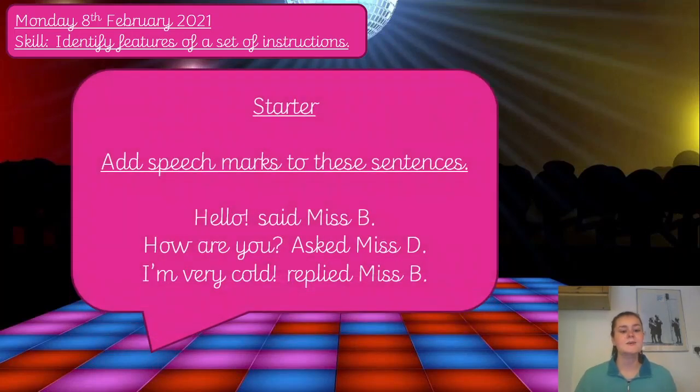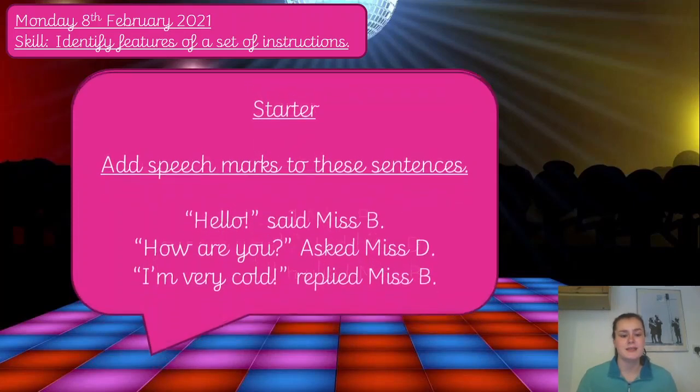Okay, your starter for today then, I would like you to add speech marks to these sentences. So we've got, hello, said Miss B. How are you? Asked Miss D. I'm very cold, replied Miss B. So remember, speech marks, we use a 66 and a 99 and they are used to just hold the words that were actually said by a person or a character in that sentence. Okay, so you can have a go at that now, pause the video, off you go.